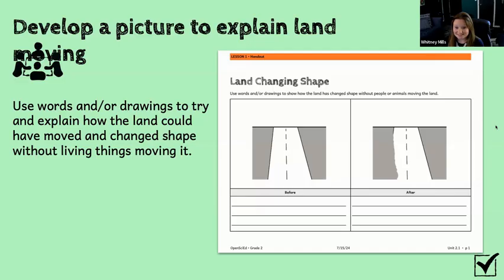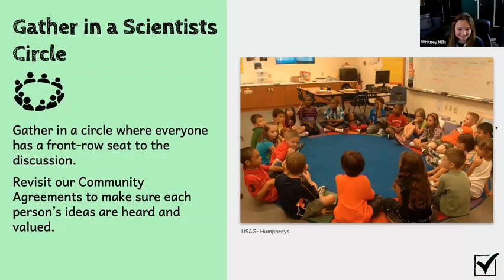All right, now that we have some stellar ideas, we would all get a chance to share together. So next slide for me, please. So we would have the opportunity to join in a scientist circle. So we would all get in a big circle if we weren't Zoom virtual here, and we would get a chance to share our ideas.